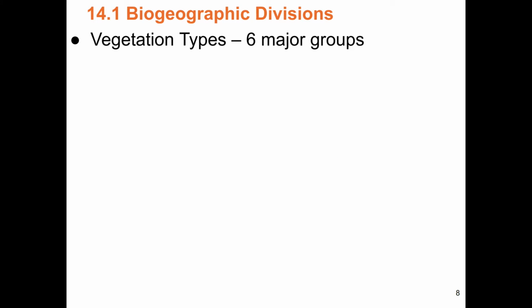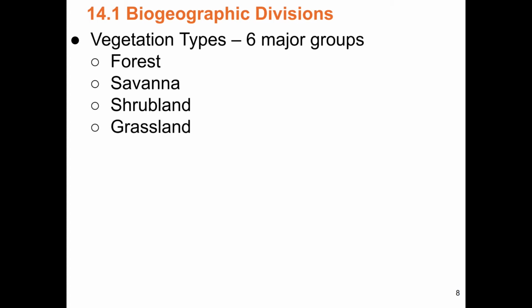When we're talking about plants, they kind of get lumped into 6 major groups. Forests, trees. Savanna, grass and trees. Shrubland, no trees, shrubs. Grassland, grass. Desert, cactusy things, succulents, maybe some grass, maybe some annual flowers. And tundra, which is in places where it's really, really cold, so no trees because it's too cold.